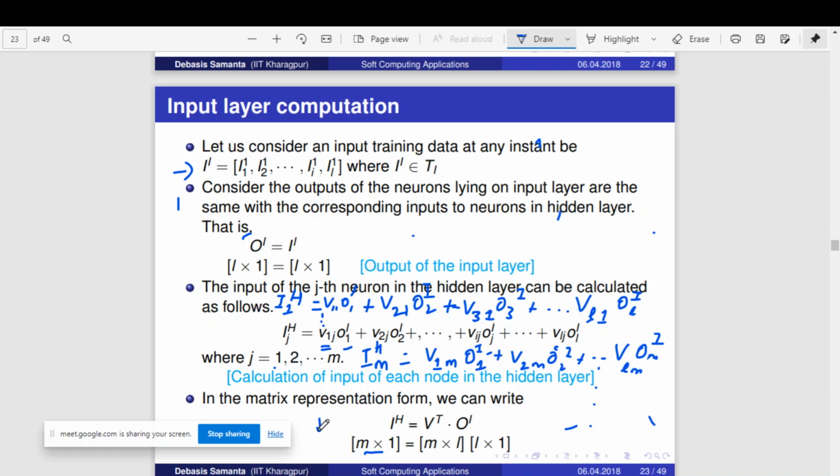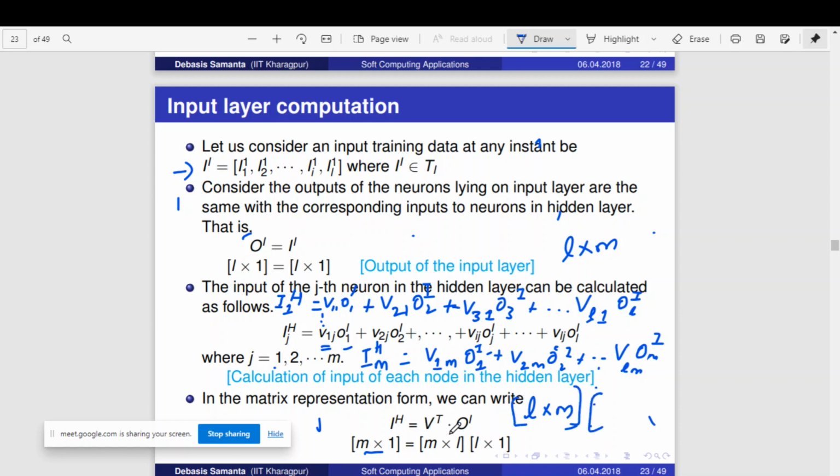So how can we generally represent that matrix? We can represent it like this: IH. This IH is basically a vector, because it contains only rows, there are no columns. It has m rows, because this is the input to the hidden layer, and we have m neurons, so m into 1. And this entire V is a matrix. The size of this matrix is L into m.